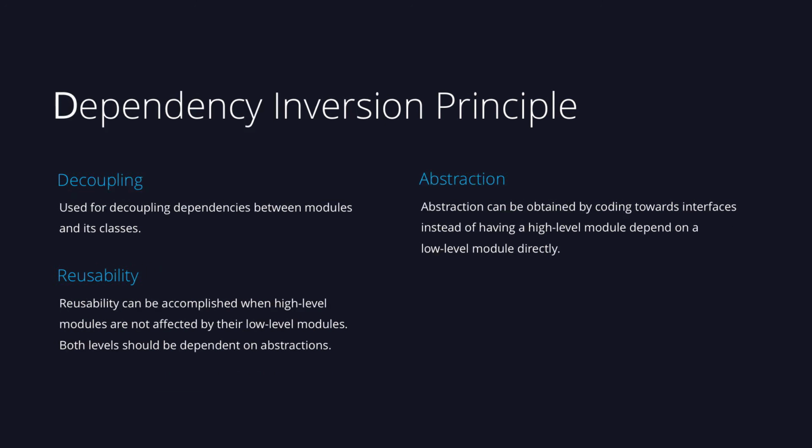Finally, dependency inversion principle. This principle is used for decoupling modules and classes within modules. This allows reusability of code when our high-level modules and our low-level modules become decoupled. This decoupling of modules can be accomplished by coding towards interface abstractions. Higher-level modules should never depend on low-level modules. They should always depend on abstractions.